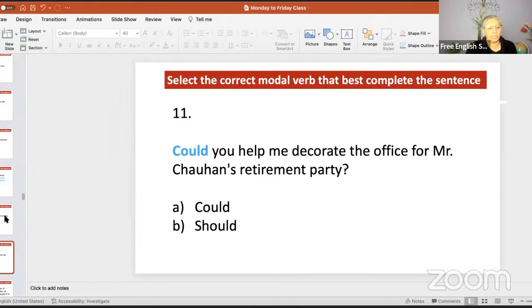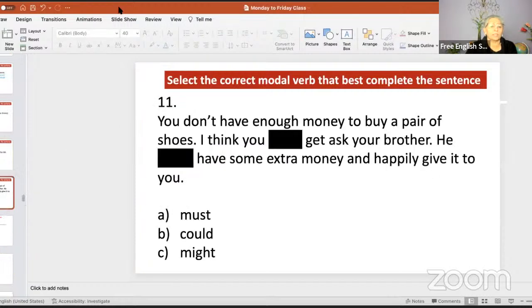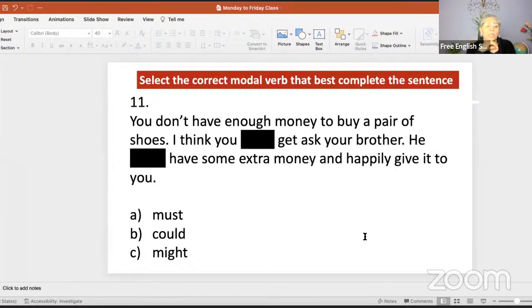Okay, so my time is up, but let me see. This is the last one, okay? So this is the last one. You don't have enough money to buy a pair of shoes. I think you blank ask your brother. He blank have some extra money and happily give it to you. Must, could, might. So you are choosing 2 out of 3. Okay. So you don't have enough money to buy a pair of shoes. I think blank ask your brother.